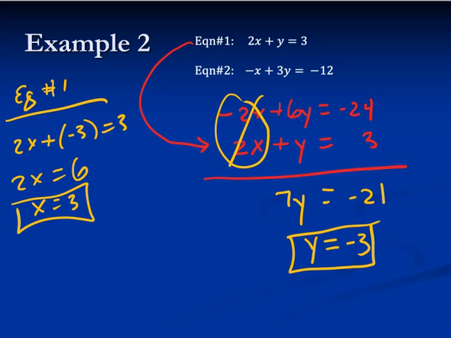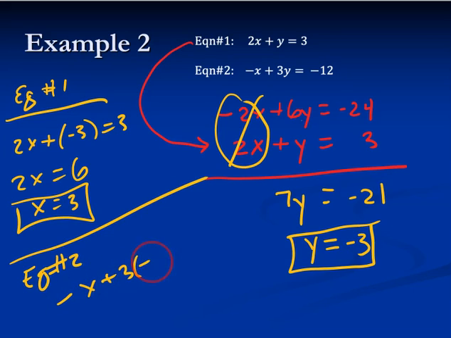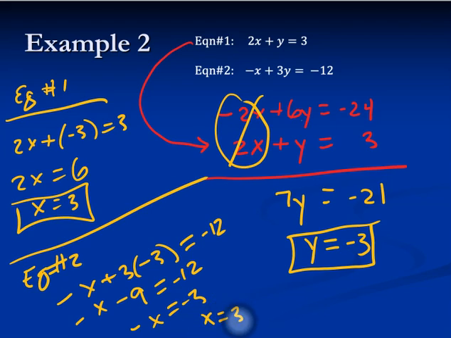Well, let's see if we get the same x from equation 2. So equation number 2, we have negative x plus 3 times y, but y is negative 3, equals negative 12. Negative x, 3 times negative 3 is negative 9, equals negative 12. Add 9 to both sides, and we have negative x equals negative 3. Divide both sides by negative 1, and we have x equals 3. And the solutions we got match. So our solution here is 3, negative 3.